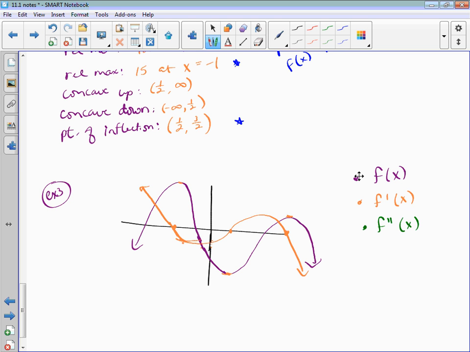Okay. Couple things to look at. If you look at the purple graph, the original one, do you see how we have 3 either maxes or mins? Okay, how many do I have on the orange graph then? 2, 1 less, right? How many do you think I'm going to have on the second derivative? 1. 1 less, right? 2 minus 1 is 1.